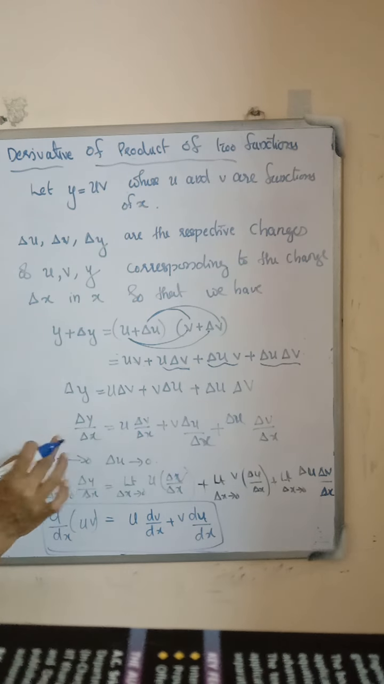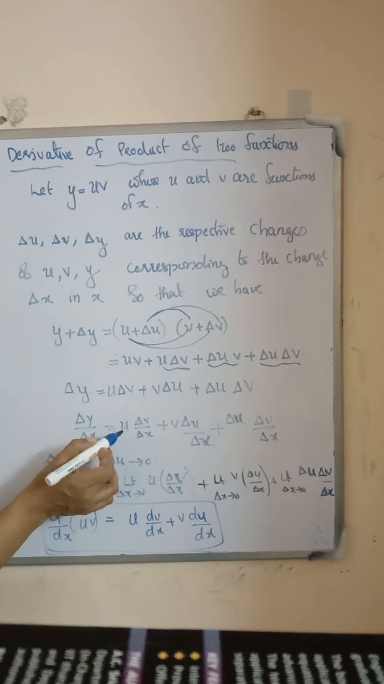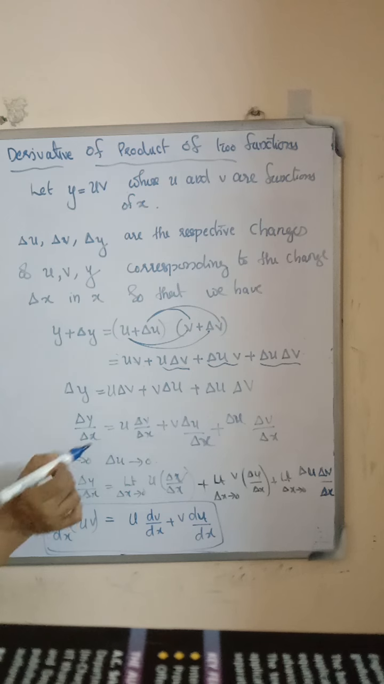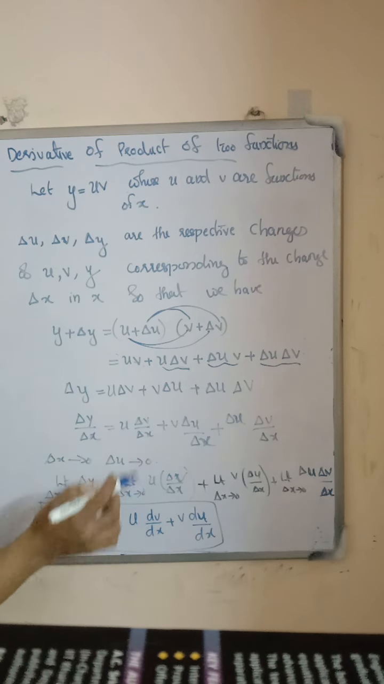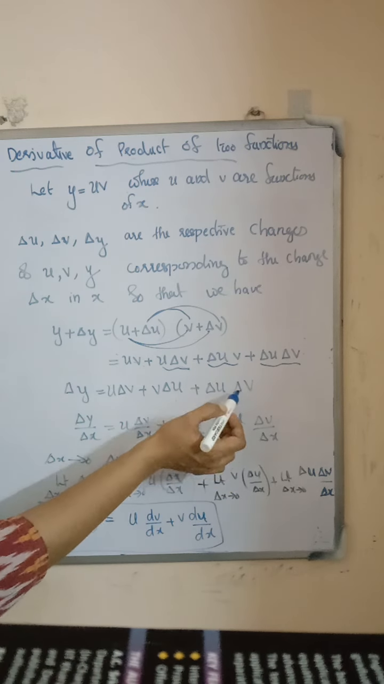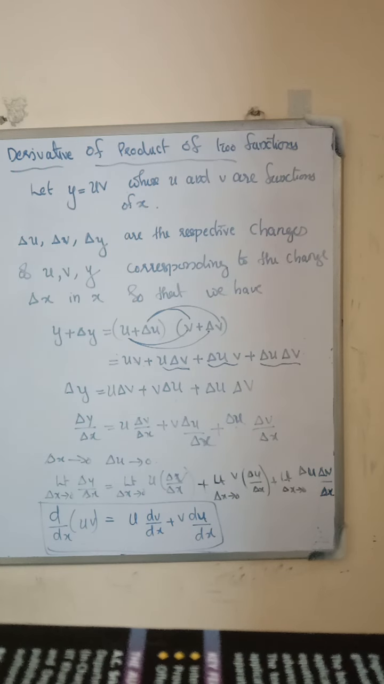Dividing this equation by delta x, we get delta y by delta x equals u into delta v by delta x plus v into delta u by delta x plus delta u into delta v by delta x. Then taking delta x tends to 0. When delta x tends to 0, delta u tends to 0, delta v tends to 0, and delta y also tends to 0.